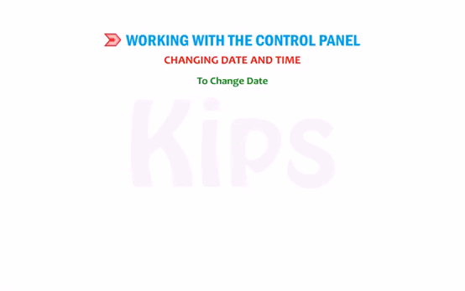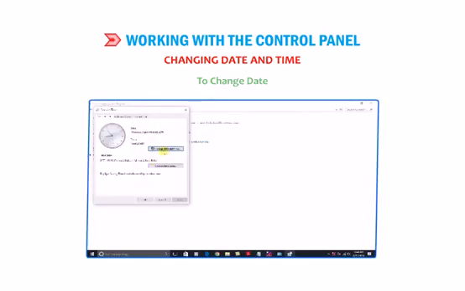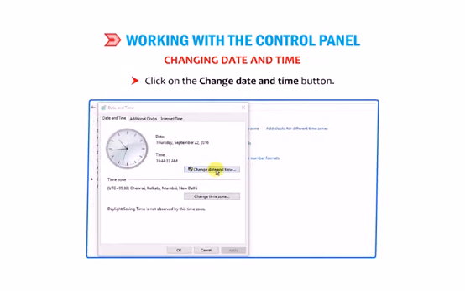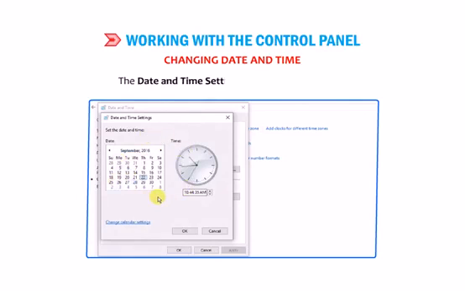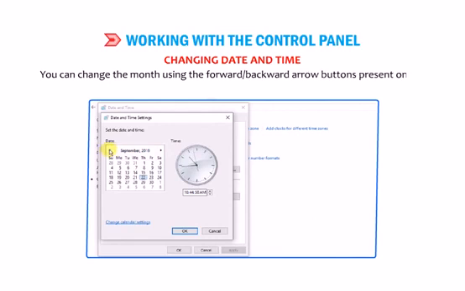First, let us find out how to change the date. Click on the Change Date and Time button. The Date and Time Settings dialog box will appear. Select the current day in the displayed calendar. You can change the month using the forward or backward arrow buttons present on the calendar.